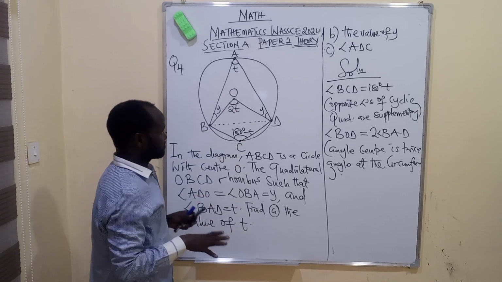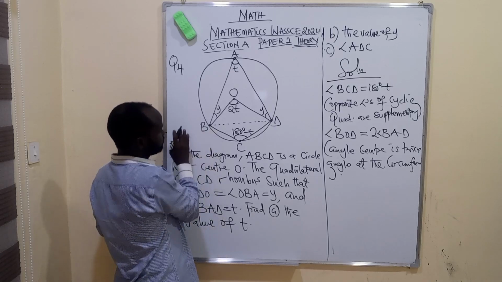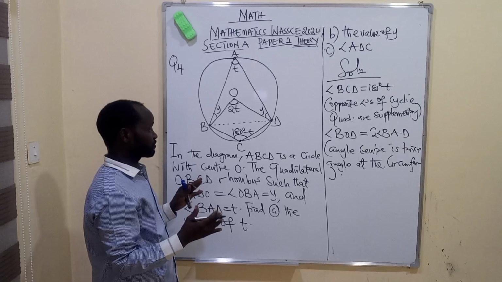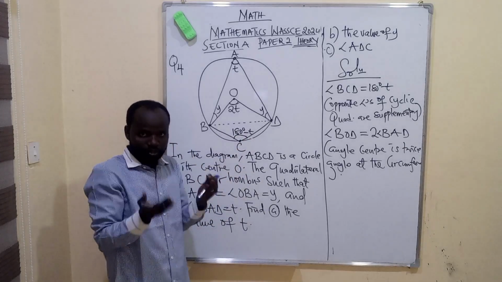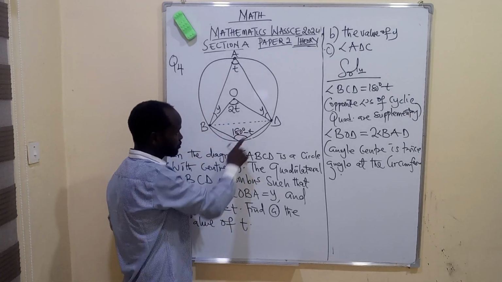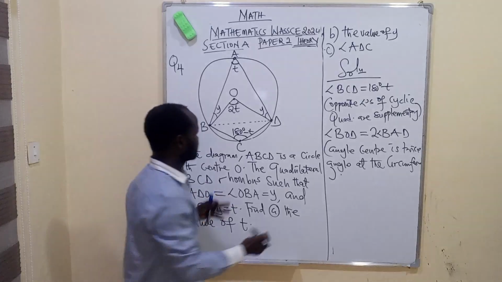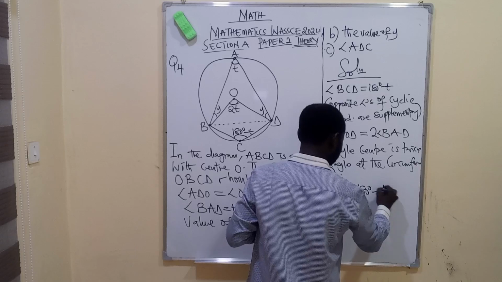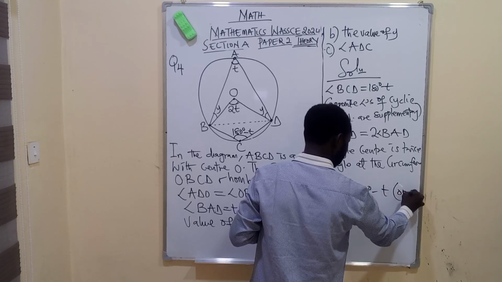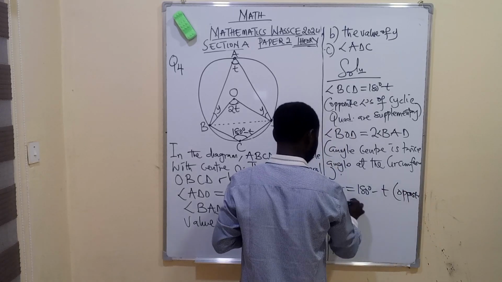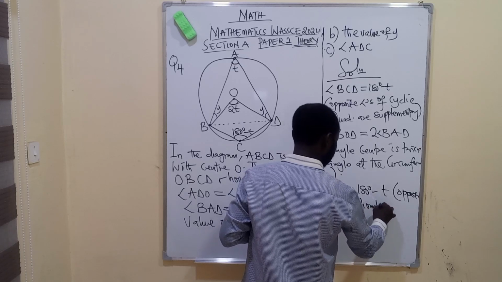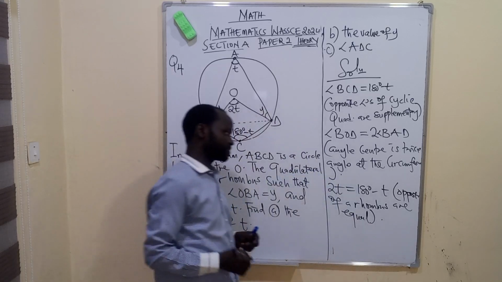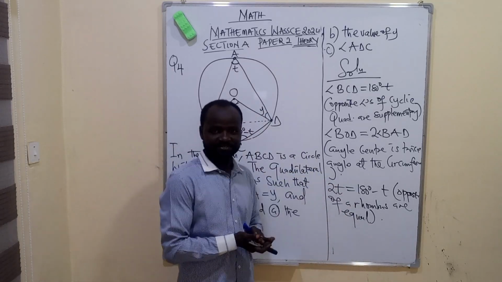Okay, as I said before, angle BOD. OBCD is a rhombus. One of the properties of a rhombus is that opposite angles are equal. It means 2T will be equal to 180 degrees minus T. Reason: opposite angles of a rhombus are equal. It's one of the properties. So we can easily find T here.